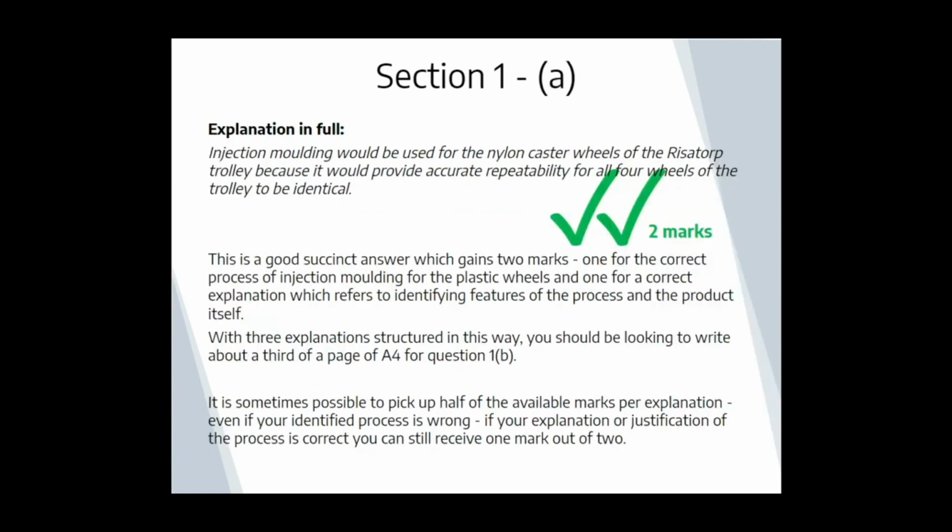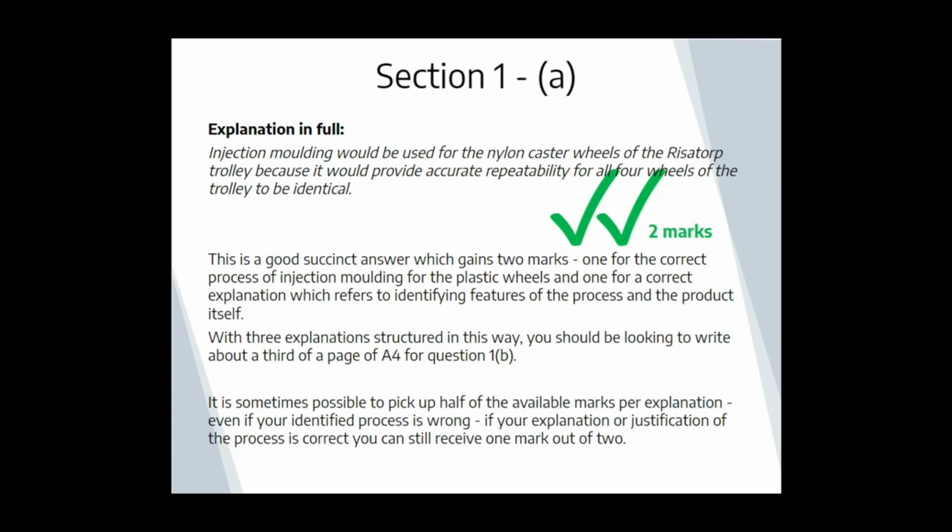So in full, you would get 2 marks for that explanation, your correct identification of injection moulding for the caster wheels because it's a plastic product, and also your correct justification of accurate repeatability to give you identical wheels. It's a good succinct answer and it gives you 2 marks. You get 1 for your process, like I've said, and 1 for your explanation. With 3 explanations structured in this way, you're probably going to be looking to write about a third of a page of A4 for question 1B.